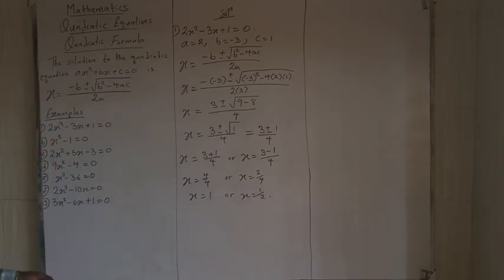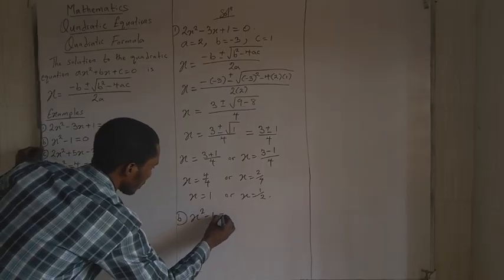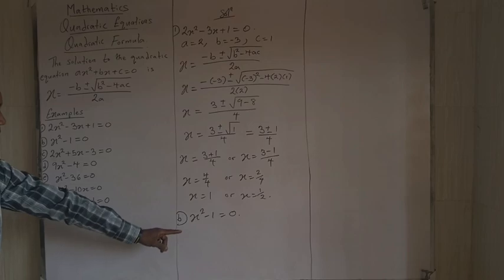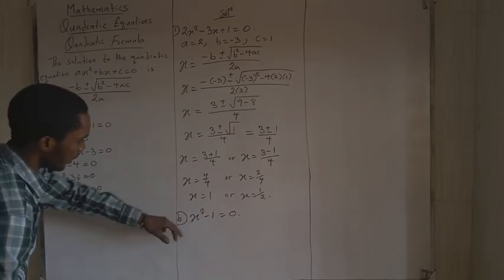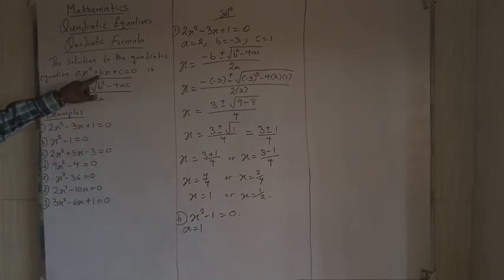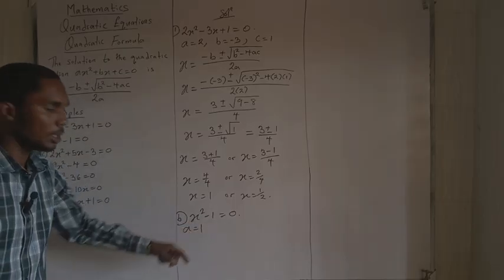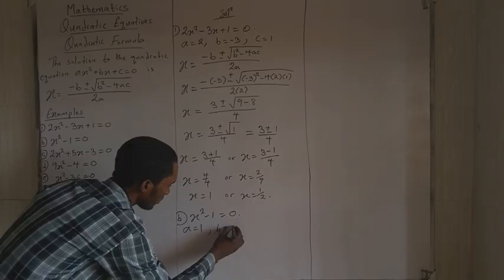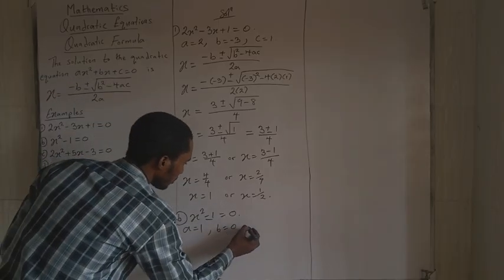The second example, what we have here is x² − 1 = 0. Let's compare this to the general quadratic form. a equals what? The coefficient of x², that is 1. b equals what? That is the coefficient of x. Do we have anything like x here? No. That means that b equals 0. The constant c equals −1.